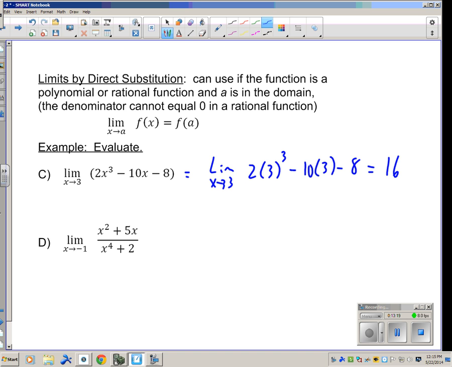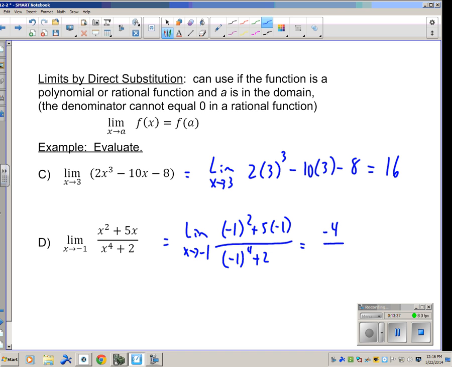And then down here, we can do the limit as x approaches -1. -1 squared plus 5 times -1 all over -1 to the 4th plus 2. So what do you get? 1 minus 5 there is -4 all over 1 plus 2 there is 3. Yeah, -4/3. So there's our two limits just using direct substitution. So direct substitution is one way of being able to do this.